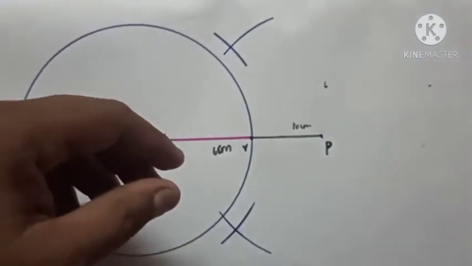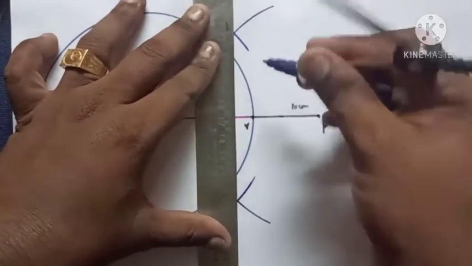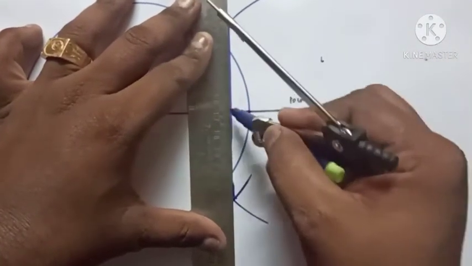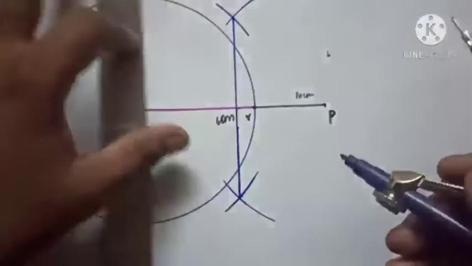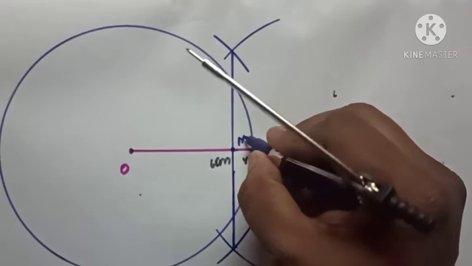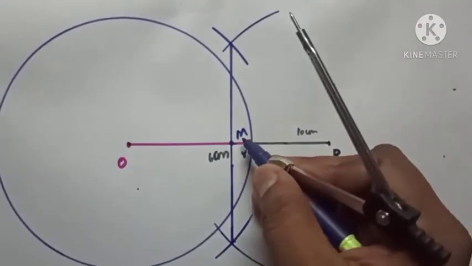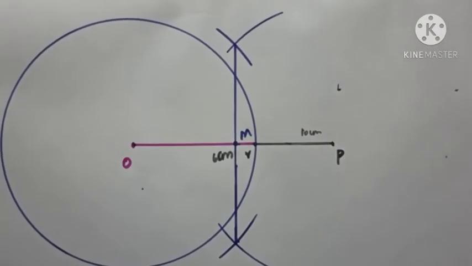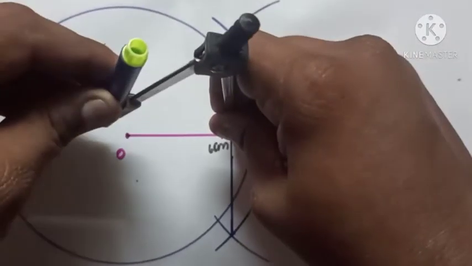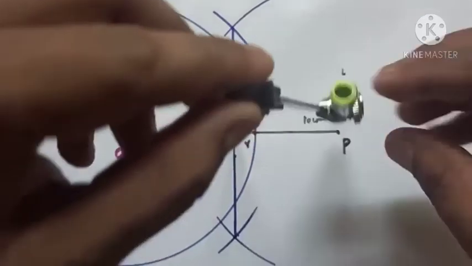Now you join both arcs, and it bisects the line OP at the point M. So this is the midpoint of the line OP, and I mention it as M. Now you must fix the needle at the point M and take the radius as MO, and check it with MP.